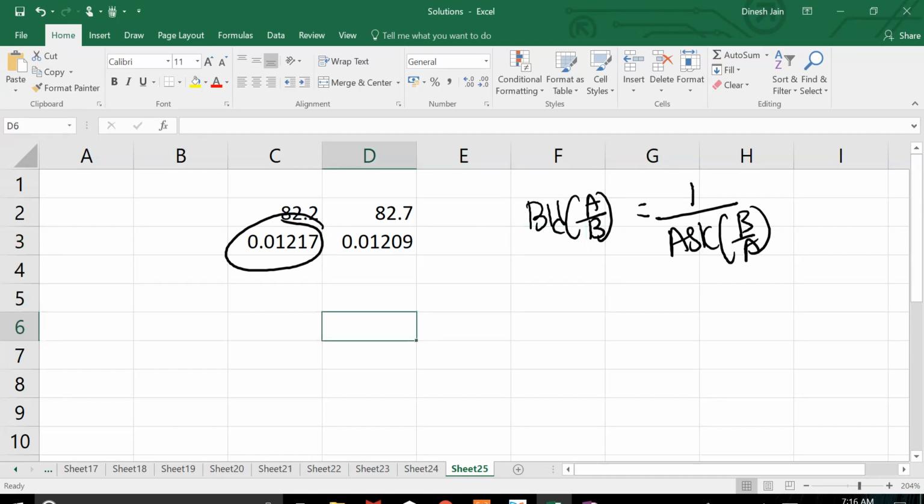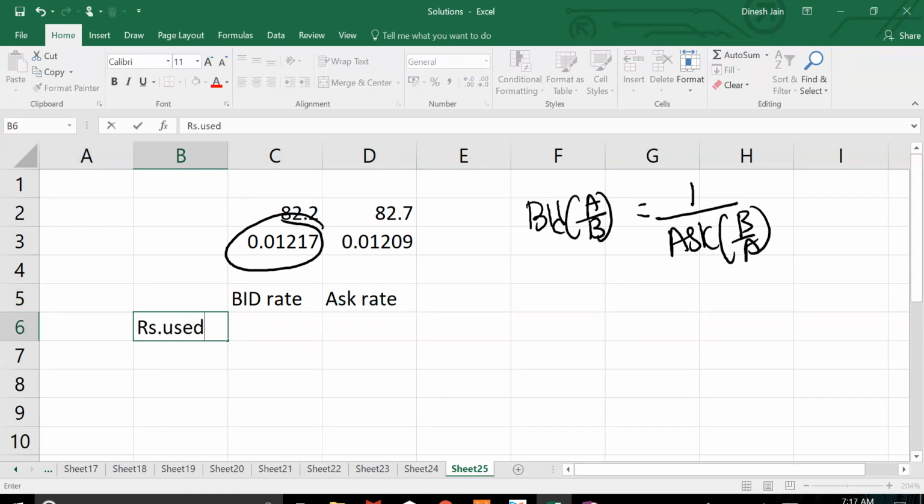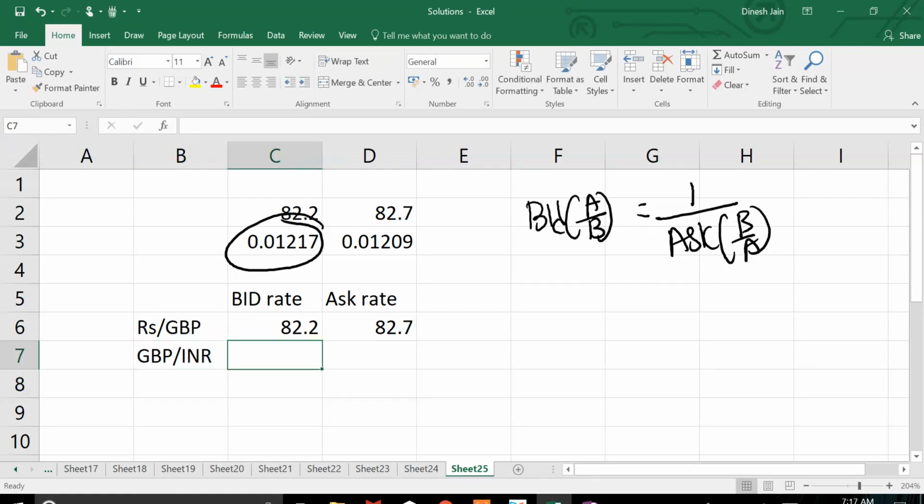So if I want the bid rate, listen for some time, rupees per GBP. This is what is given in the question, 82.20 and 82.7. You want it as GBP per INR. What you have to do is 1 divided by 82.7. To get the bid rate, you have to do the inverse of the offer rate.